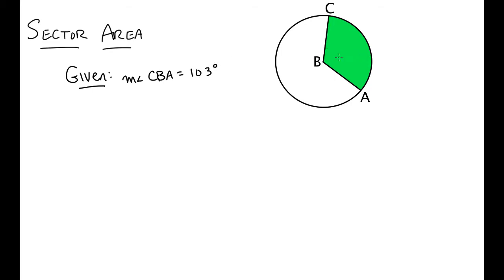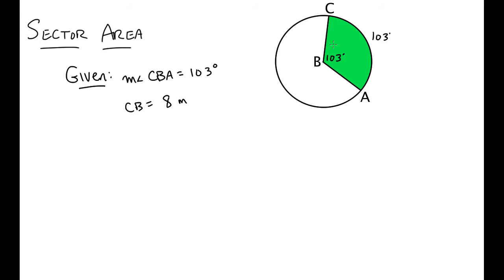I just made that up. So that'll go over here, 103. As you learned in a previous video, if a central angle is 103, then the arc that it opens up to is also 103. Next, we need a radius. In this case, let's say that the radius is 8 meters.